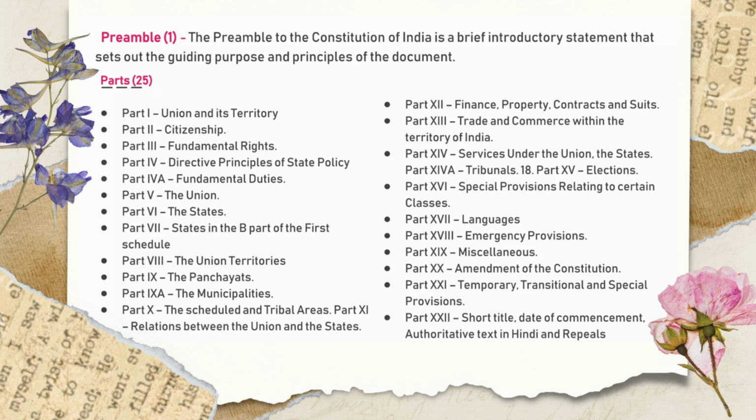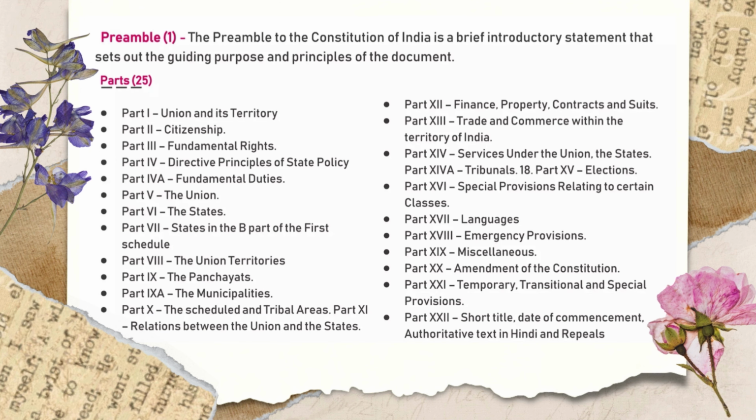between the Union and the states; 12, finance, property, contracts and suits; 13, trade and commerce within the territory of India; 14, services under the Union and the states; 14A, tribunals; 15, elections; 16, special provisions relating to certain classes; 17, languages; 18, emergency provisions; 19, miscellaneous; 20, amendments of the Constitution; 21, temporary, transitional, and special provisions; 22, short title, date of commencement, authoritative text in Hindi, and repeals.